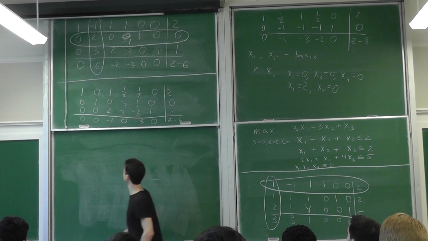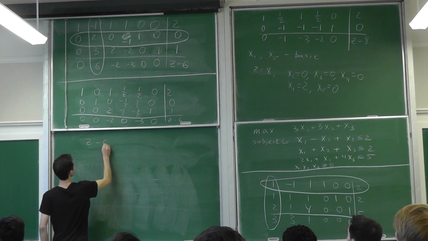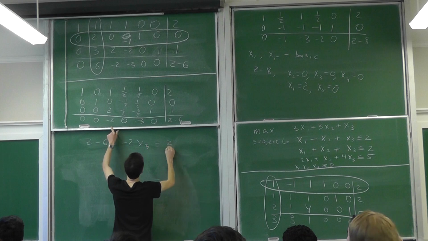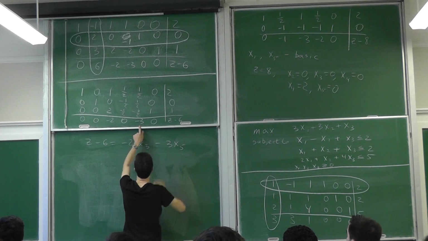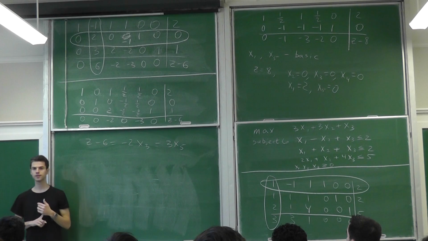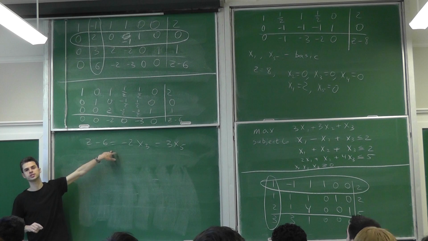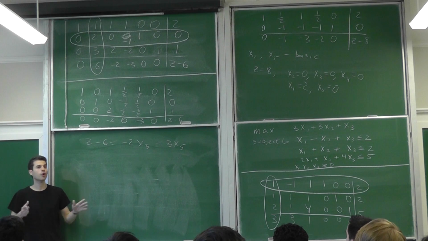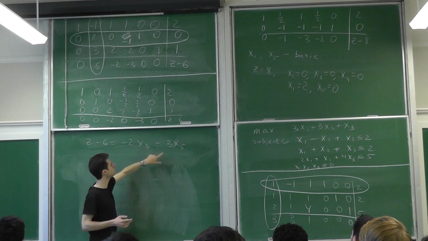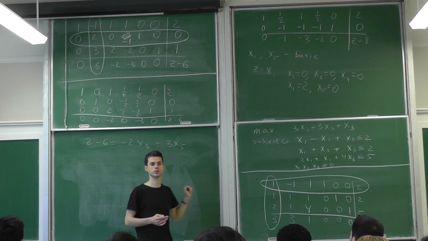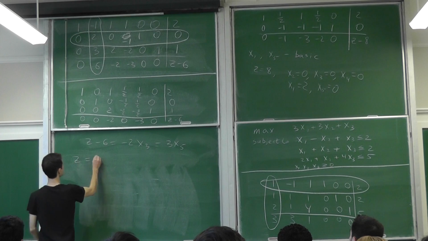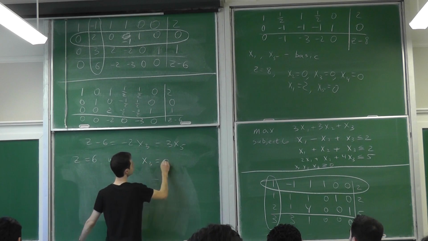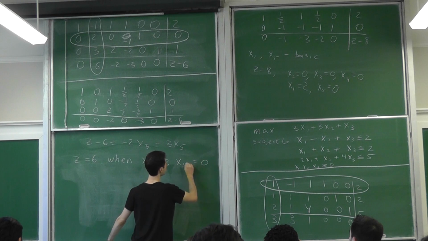Look at the last row. Z minus 6 is minus 2 times x3 minus 3 times x5. If you want to achieve the largest possible value, well, all you have to do is just set x3 equal to 0 and x5 equal to 0. So z is equal to 6 when x3 equal to 0, x5 equal to 0.